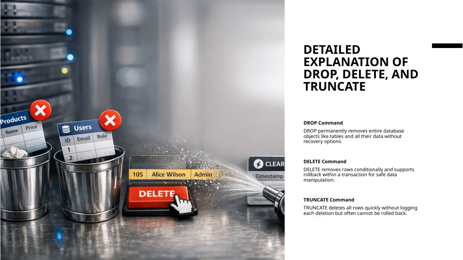The image illustrates this well by showing tables being thrown into trash to symbolize drop, a delete button removing a specific user record, and a spray clearing all data at once to represent TRUNCATE's rapid clearing ability. Each command serves different needs depending on whether you want to remove data partially, completely, or swiftly.